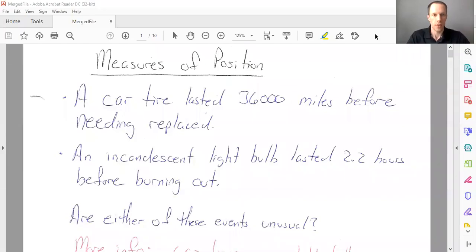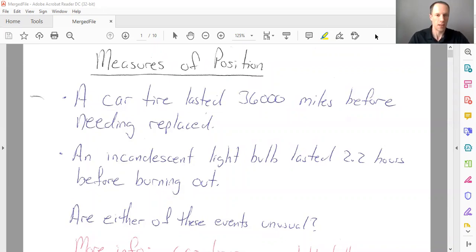Okay, welcome to this video on measures of position. This is the last part of chapter 3, and in this part of the chapter, we're going to learn how to describe where a particular data value is with respect to all the other data values in the sample or in the population from which it comes.